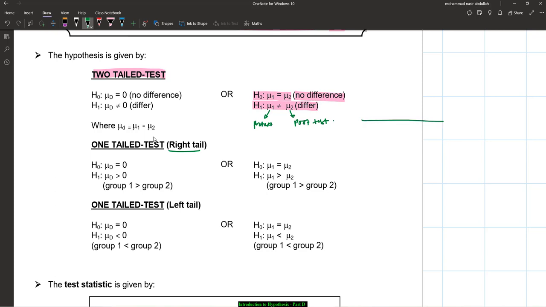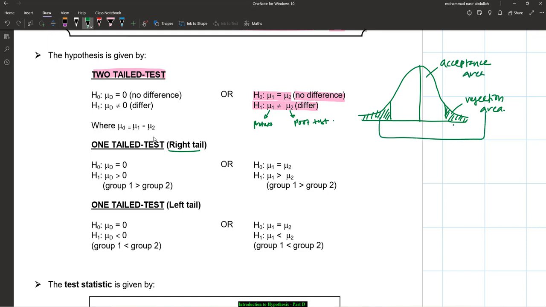So let me draw for the two-tail test. The distribution will look like this, right? So there will be two rejection areas. One on the left hand side, and another on the right hand side. So this is a rejection area, and this is what we call the acceptance area. The same area on the left hand side is also a rejection area.